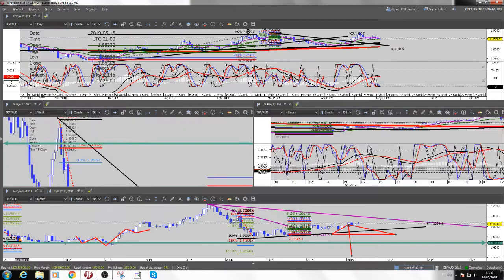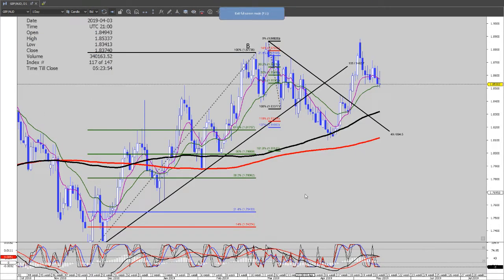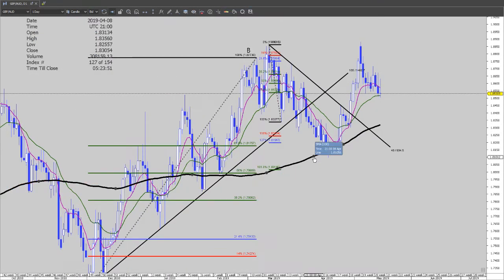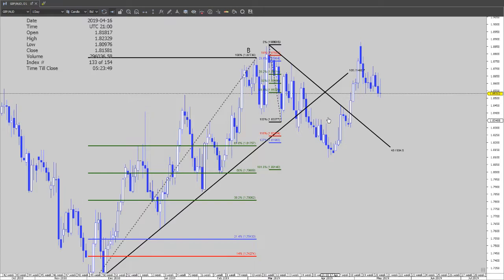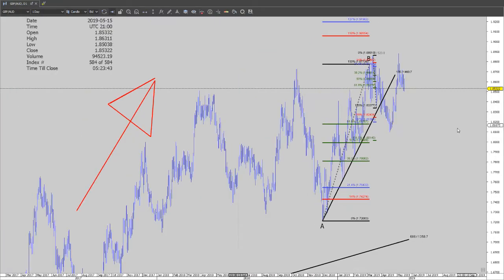So this is the weekly, and where is the daily? There you go. Remove the indicators, remove. Okay, so this is the daily chart. Let me see.